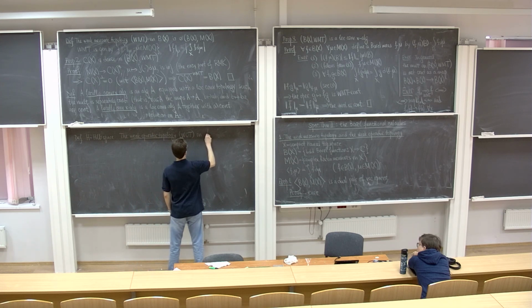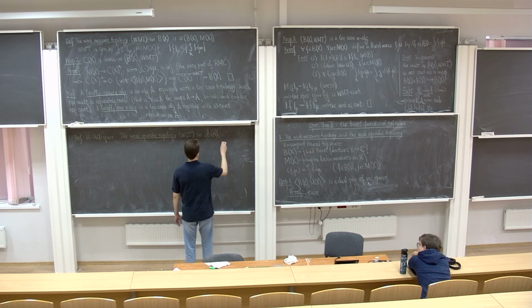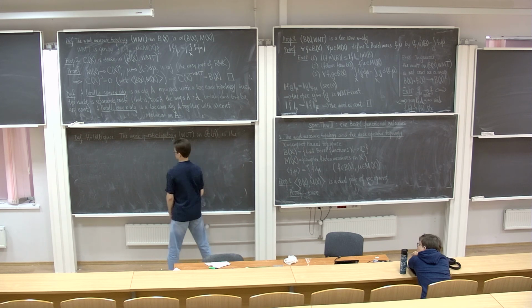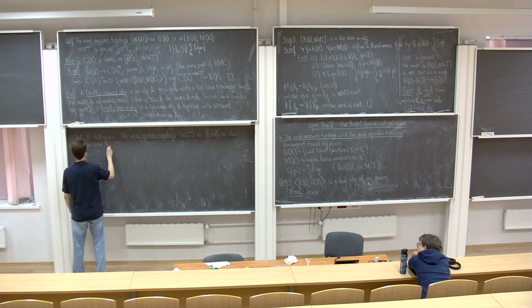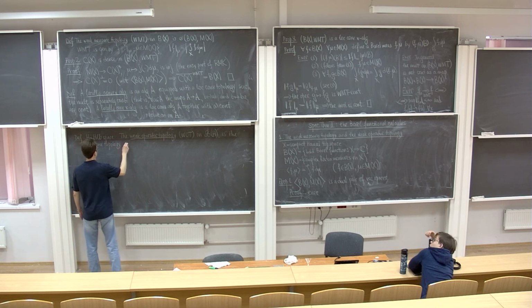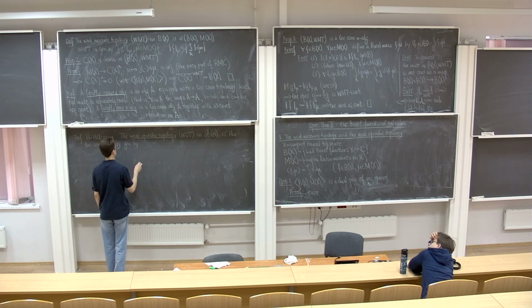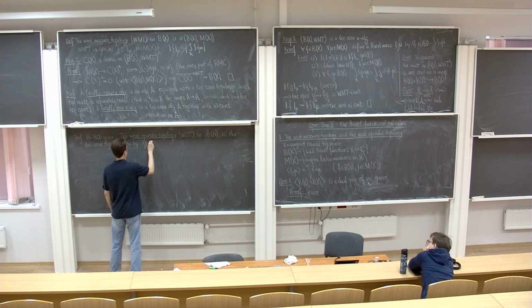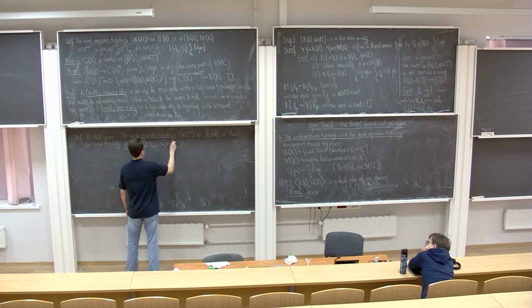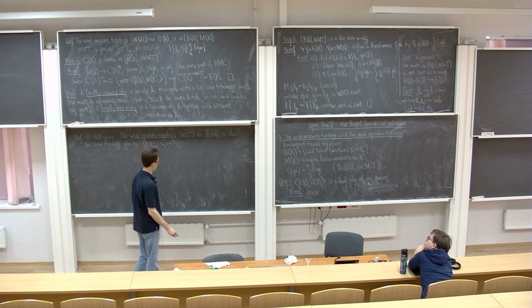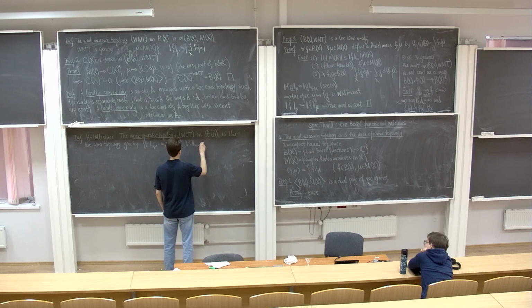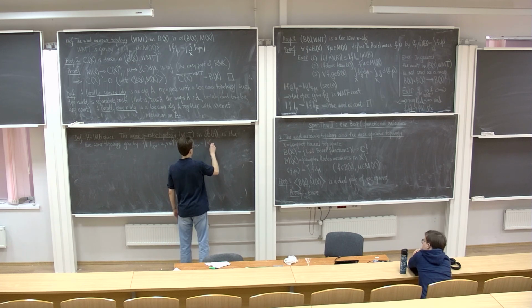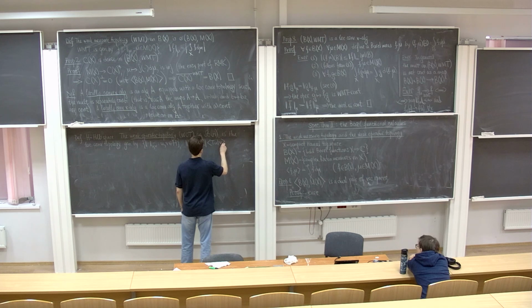on B of H to be the locally convex topology generated by the following family of seminorms. So the seminorms are indexed by pairs of vectors, say u and v in H, and they are defined as follows. The seminorm of T corresponding to u and v is the absolute value of the following inner product, Tu and v.